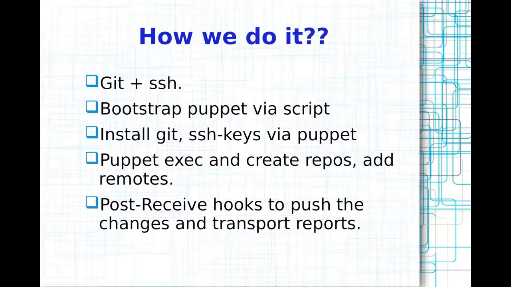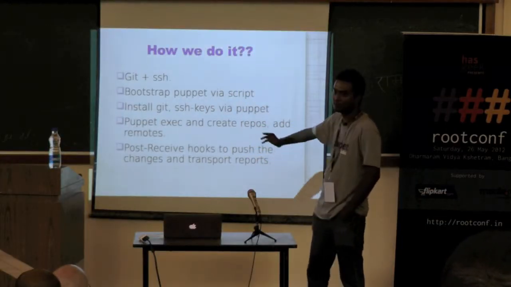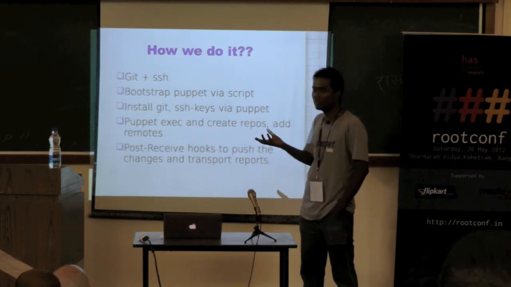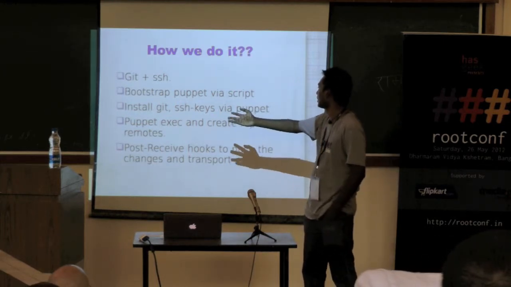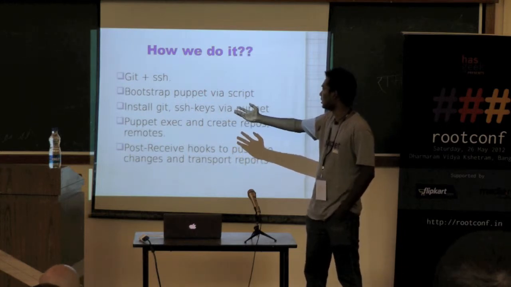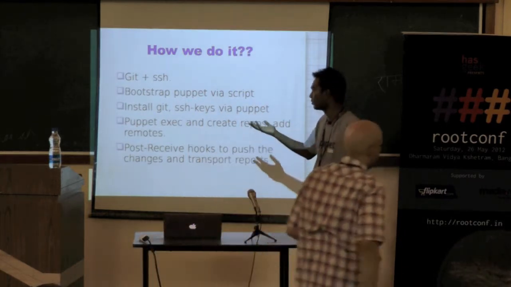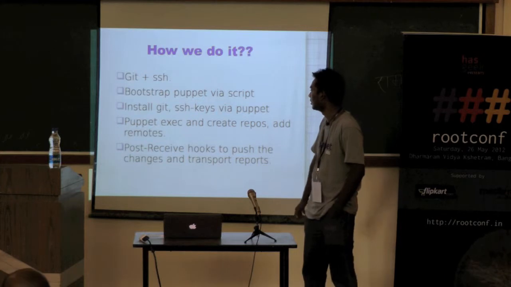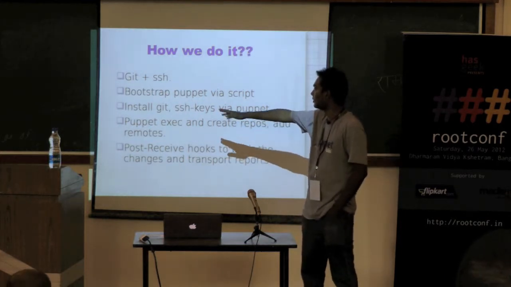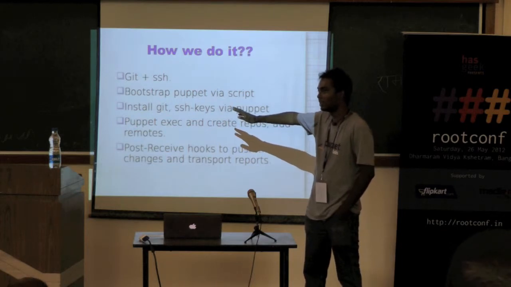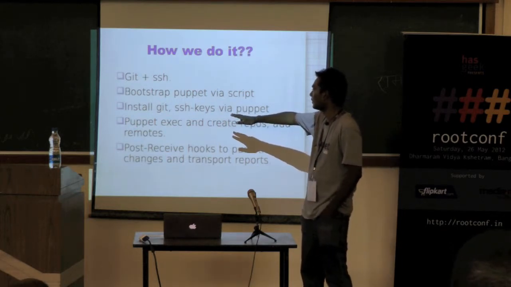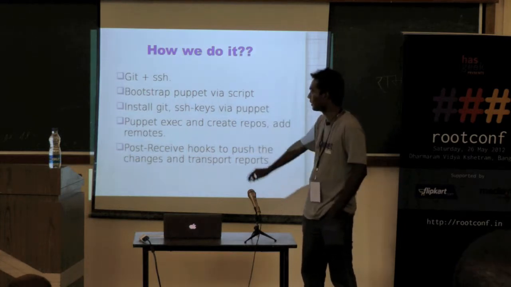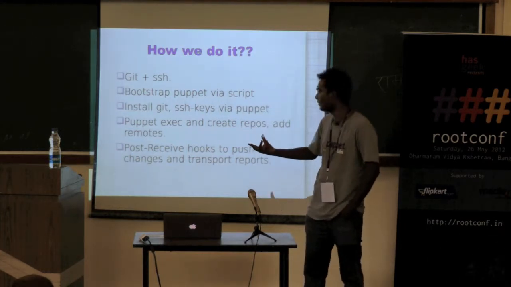So how do we start off to bootstrap a machine? Use Git plus SSH, the simplest way to deploy Git and Git code. Another one, bootstrap Puppet via a simple script where you can just install Puppet and run it. Then you can write a simple recipe to install Git and SSH keys via Puppet. It's a fairly simple way of doing it. You can even bootstrap a repository and define your access control, everything, into the client via Puppet, by applying it for the first time.